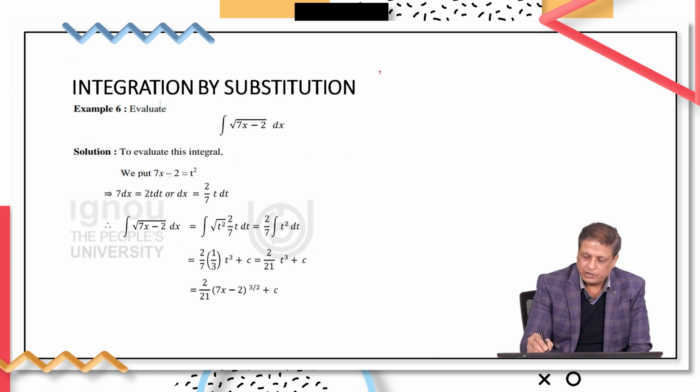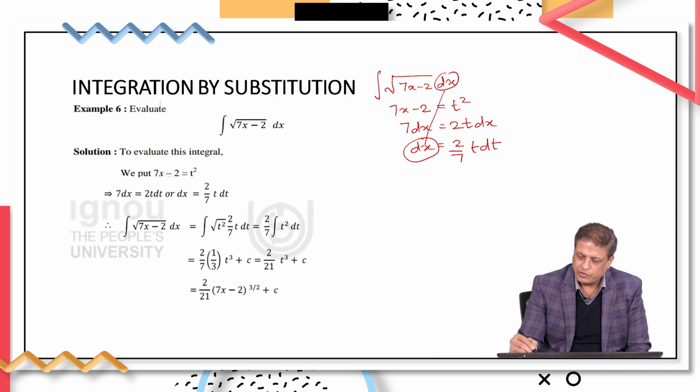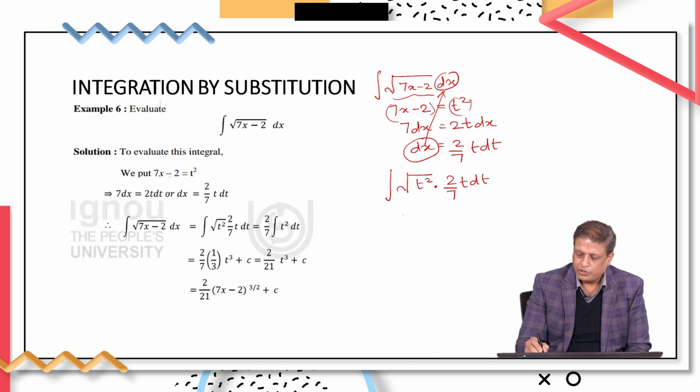Now, say the integral given is integral of square root of 7x minus 2 into dx. Substituting 7x minus 2 equal to t square, and differentiating both sides, we get 7 dx is equal to 2t dt. So dx is nothing but 2 by 7 into t dt. Replacing dx and 7x minus 2 by t square in this expression, we get integral of square root of t square into 2 by 7 t dt, which turns out to be integral of t into 2 by 7 t dt, that is equal to 2 by 7 integral of t square dt.